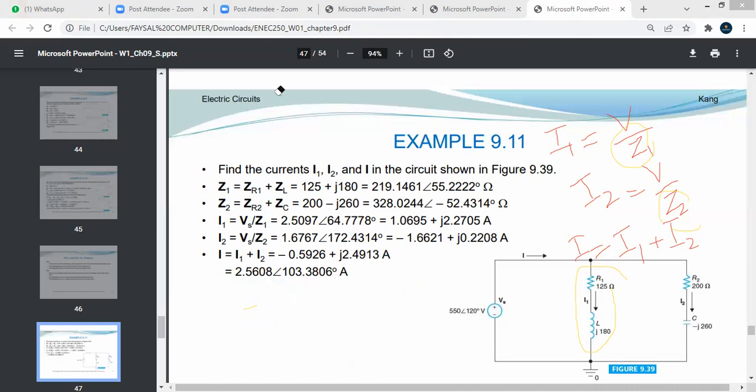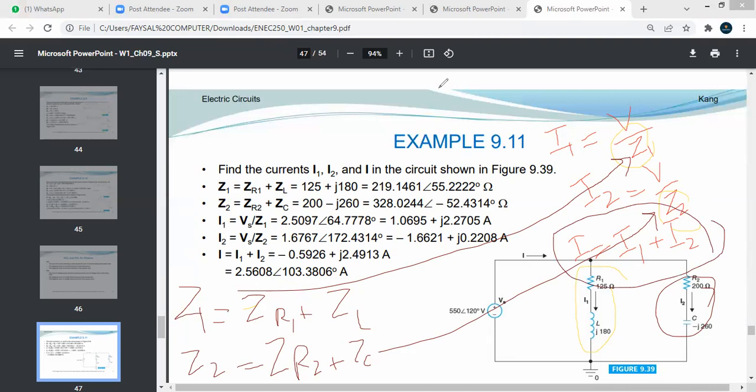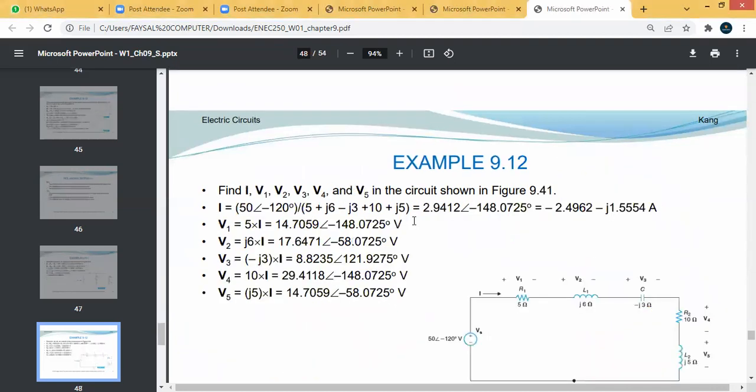So Z1 equals ZR1 plus ZL. And for the second, Z2 equals ZR2 plus ZC. From this formula, we can find the value of Z1 and Z2 and compute here, then find the values of I1 and I2, and then sum both values to find the value of I, that is my total current in the system. Let's move forward. Now 9.12.